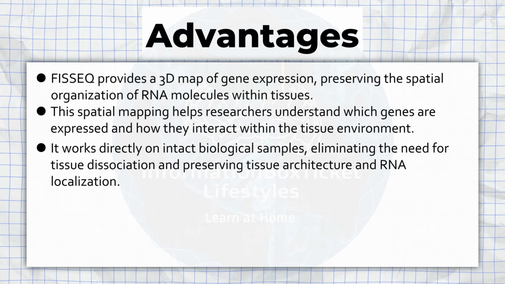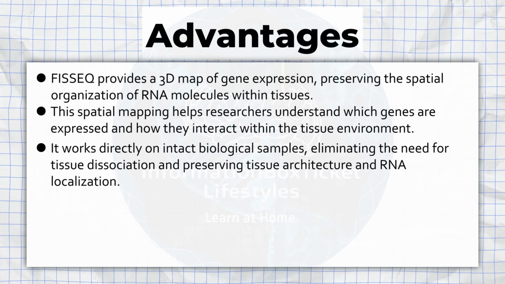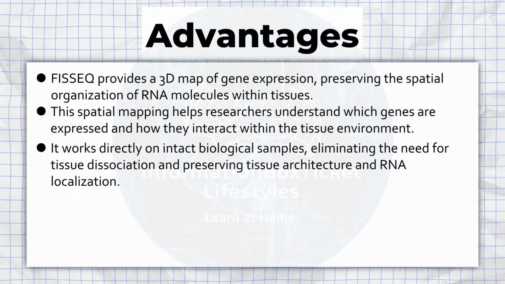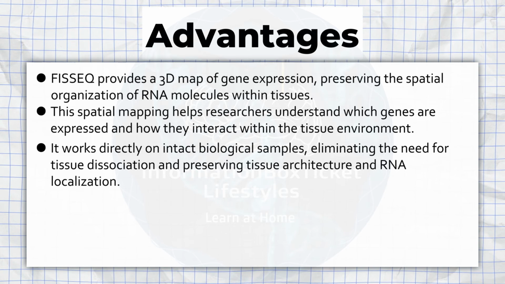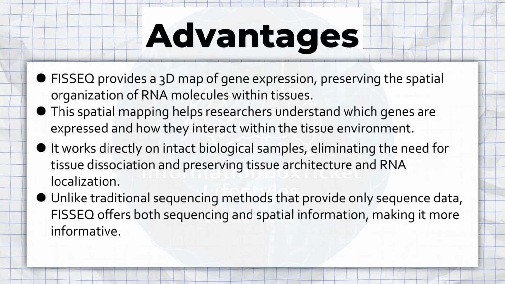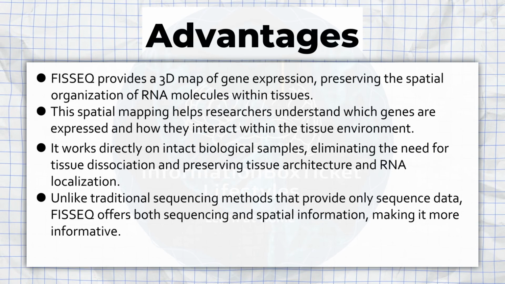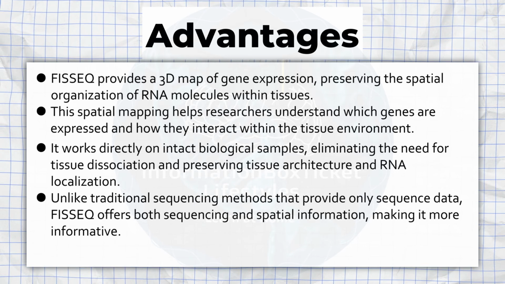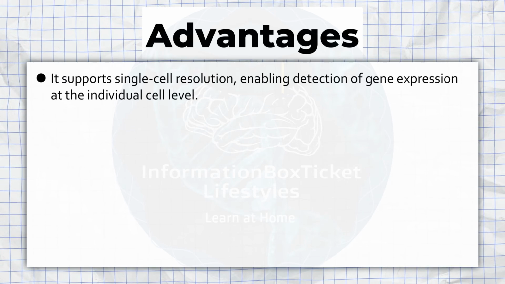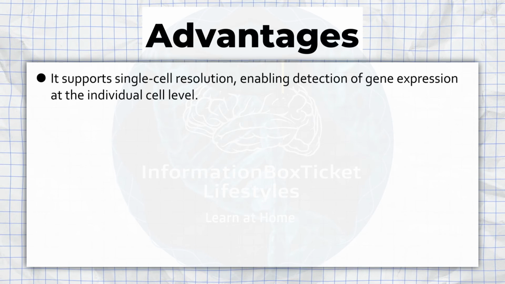It works directly on intact biological samples, eliminating the need for tissue dissociation and preserving tissue architecture and RNA localization. Unlike traditional sequencing methods that provide only sequence data, fluorescent in situ sequencing offers both sequencing and spatial information, making it more informative. It supports single-cell resolution, enabling detection of gene expression at the individual cell level.